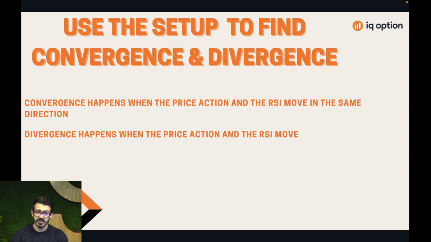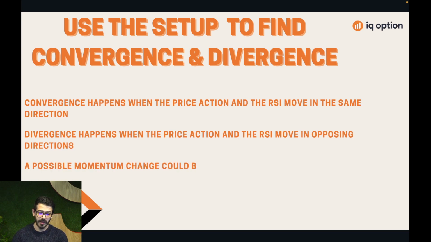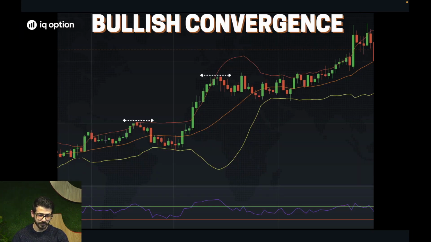Okay, divergence happens when the price action and the RSI move in opposing directions, so a possible momentum change could be imminent. So this is basically a bullish convergence. As we see here, the price action is giving us higher highs, and at the same time the RSI is also giving us higher highs. With each high, the peak of the RSI is becoming higher.